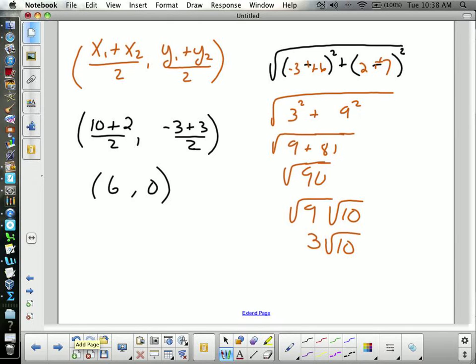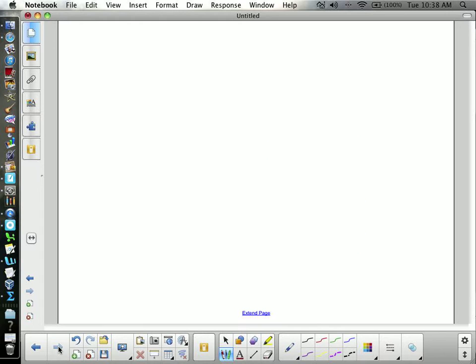And again, the simplifying square root process and using the distance formula, get used to it all year long. Keep doing it over and over and over again. So again, double check. Always double check.